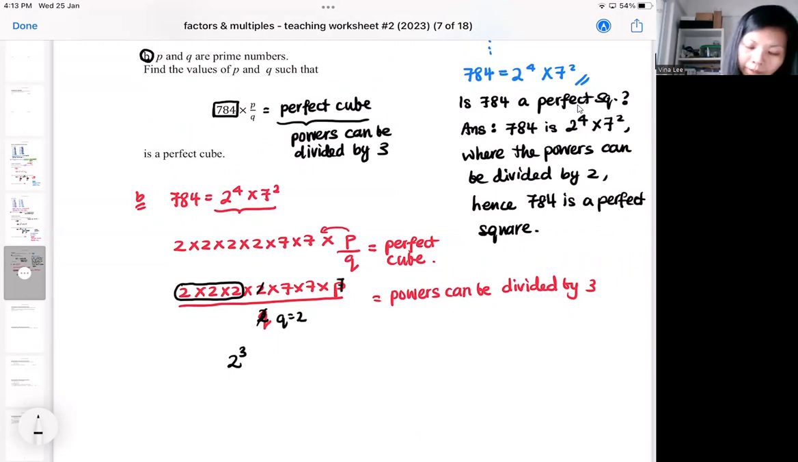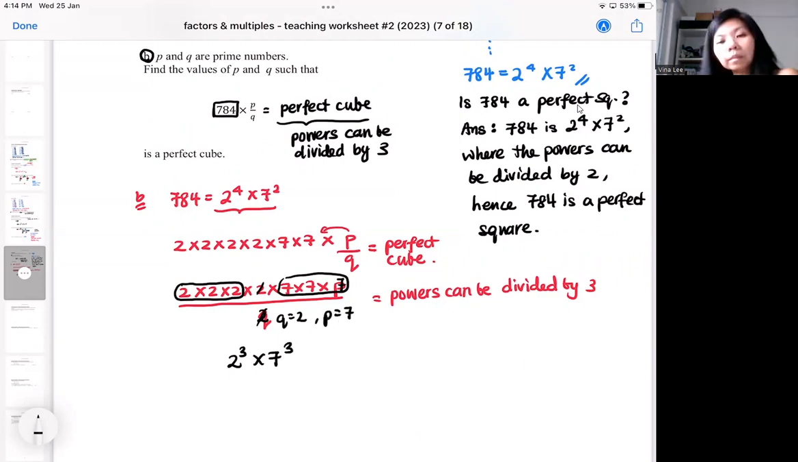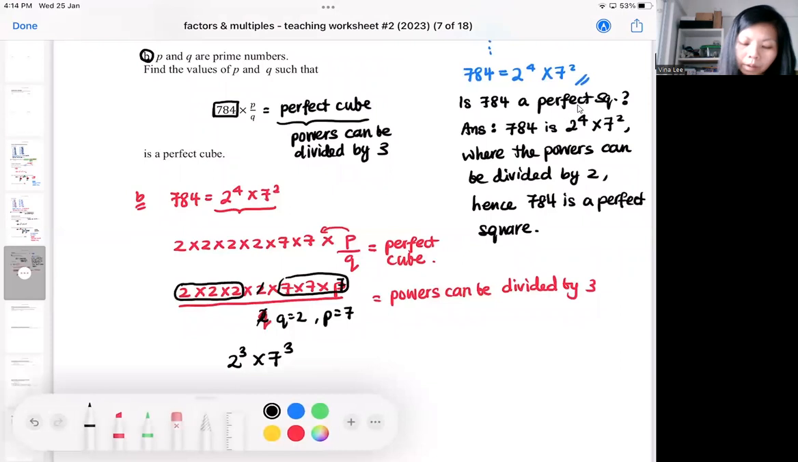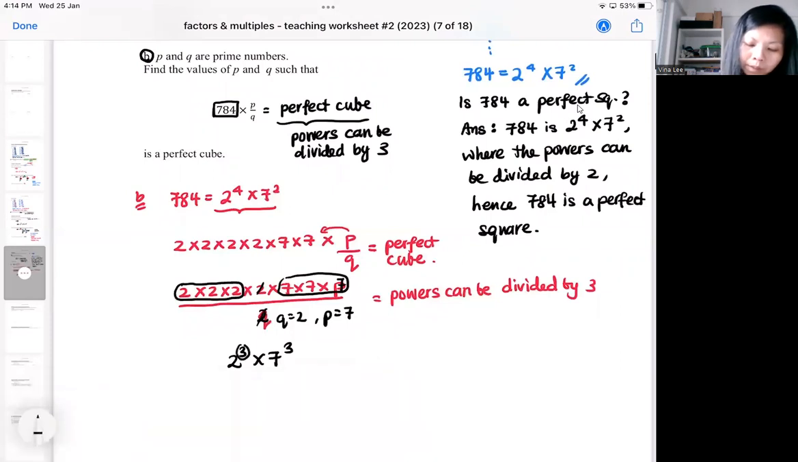And P is a 7, because if I got P as a 7, I will get 7 cube. So I managed to get 2 cube times 7 cube. You realize the powers can be divided by 3. So how do I do that? Let's do it again.